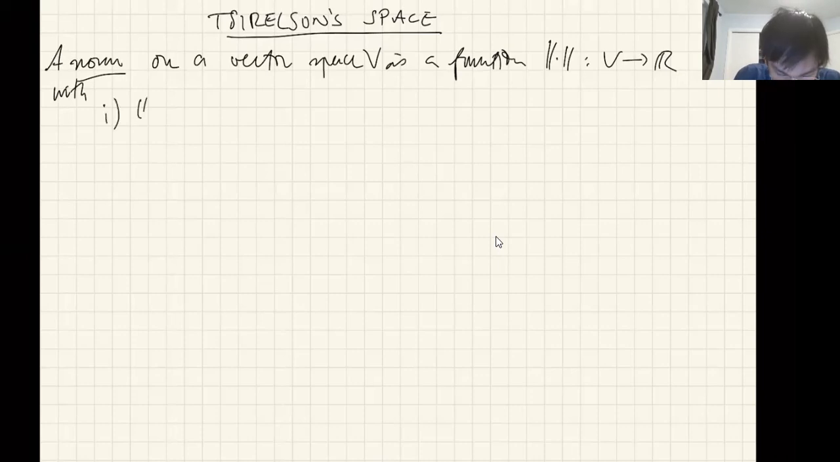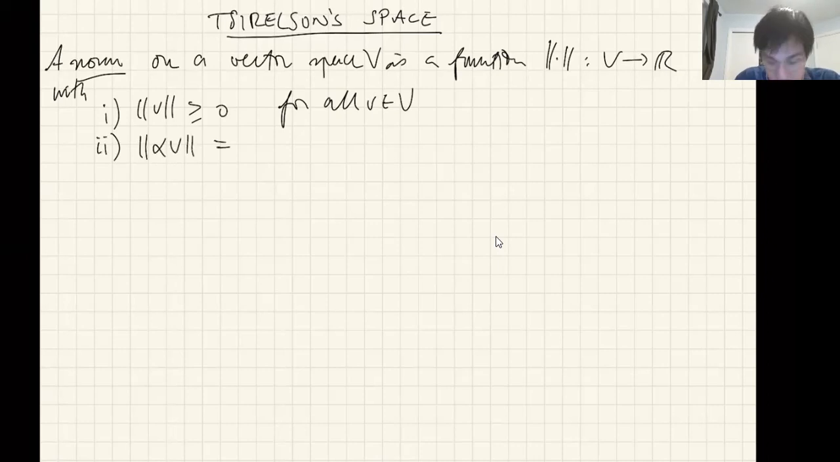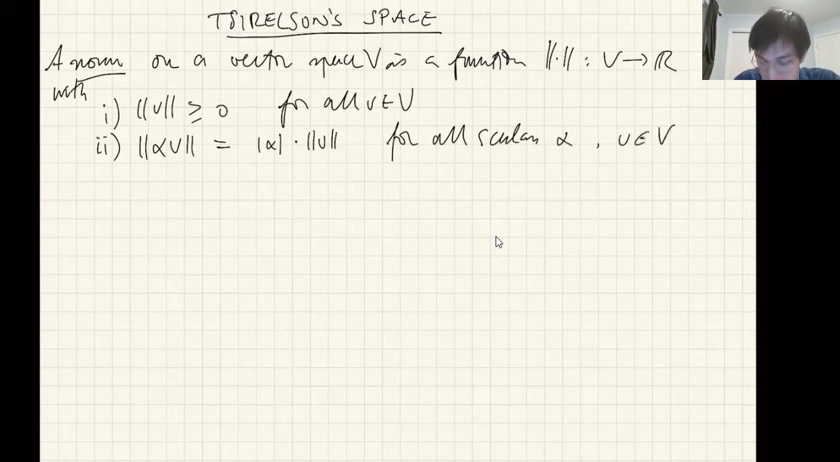There are 3 properties. The first is that the norm is non-negative for all v in V. The second is that if you scale a vector v, you want its length to be the modulus of the scalar times the length of the vector, for all scalars alpha and v in V. The scalars come from the real or complex field for our purposes. And thirdly, we want the triangle inequality, which says that the length of v plus w is less than or equal to the length of v plus the length of w.